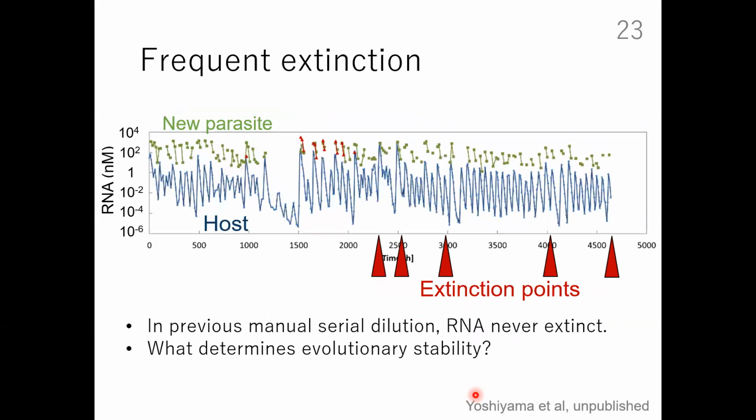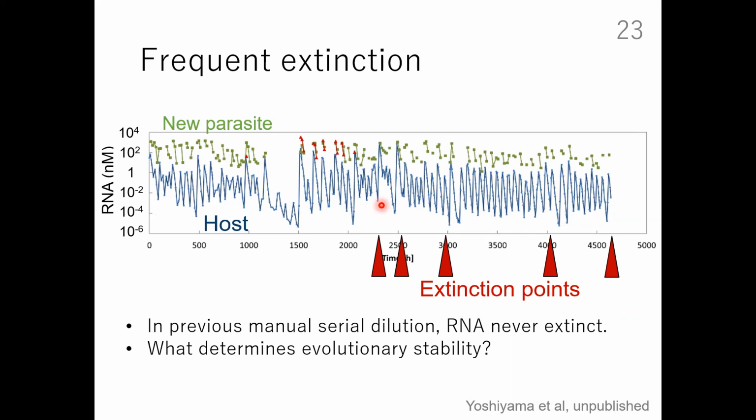Another different point is frequent extinction. In the previous manual evolutionary experiment, we never experienced extinction. It was very robust. We continued the serial dilution experiment for more than a few years, but it never went extinct. But in this case, extinction frequently occurred in the later part of the evolution experiment. For example, the extinction points are shown with red triangles. At this point, we for the first time experienced extinction.